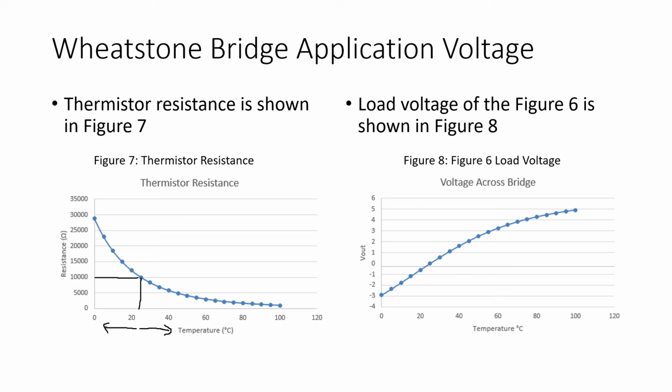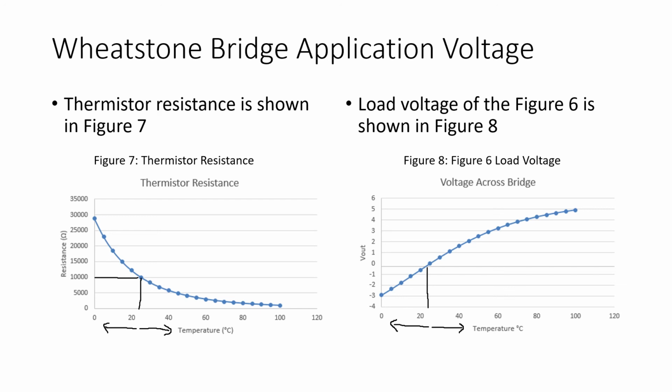So looking at Figure 8, we see that at 25 degrees Celsius, the voltage across the bridge is 0 volts. That's because at 25 degrees Celsius, a balance condition exists. At temperatures below 25 degrees Celsius, the voltage across the bridge is negative. At temperatures above 25 degrees Celsius, the voltage across the bridge goes positive.